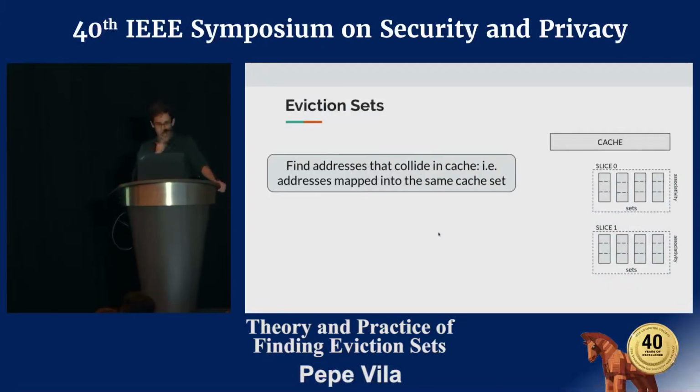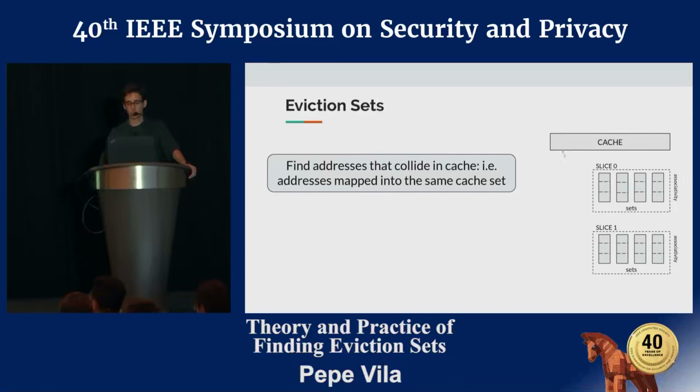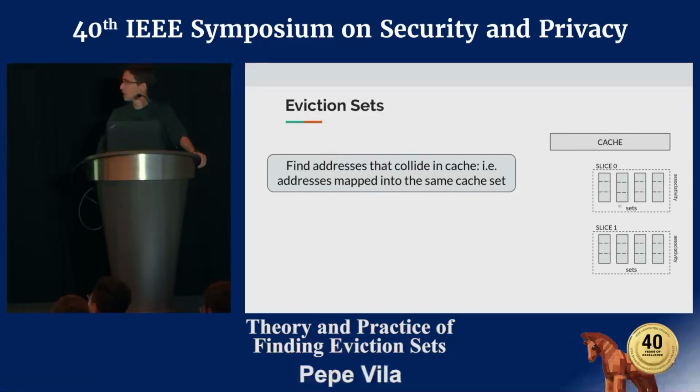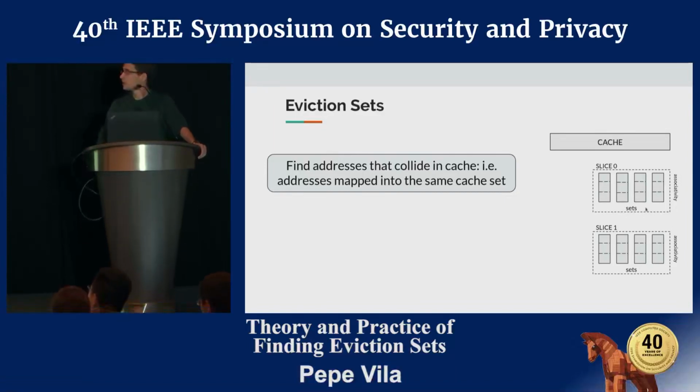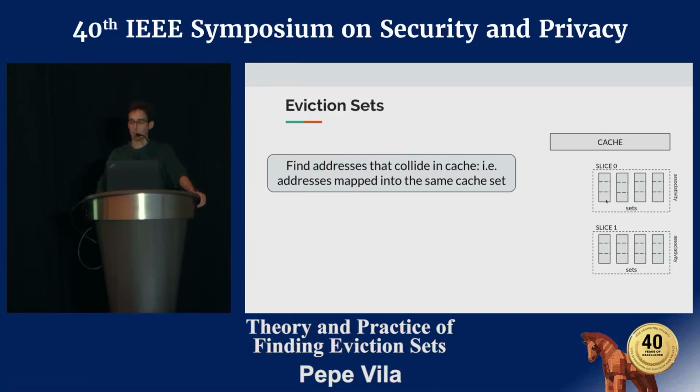So let me start by talking about what eviction sets are. We all know that our computers have these small memories for speeding up computations, called caches. We usually split these caches into slices, and each slice has several cache sets. Each of these cache sets has capacity for associativity many memory blocks.